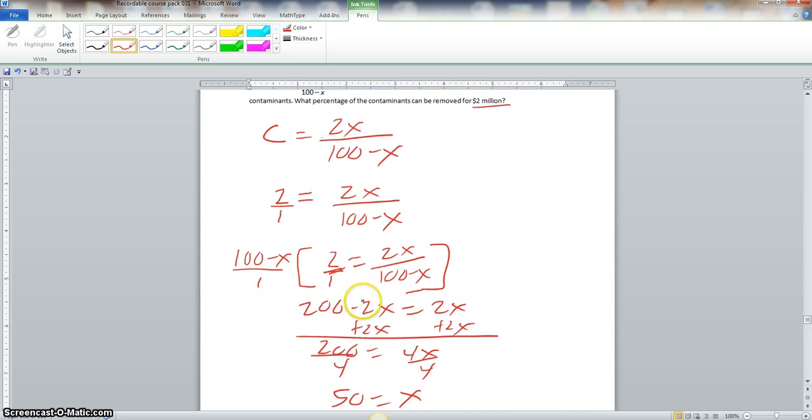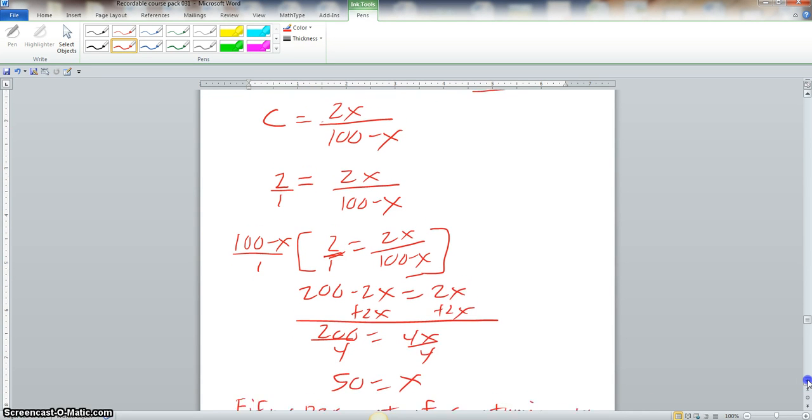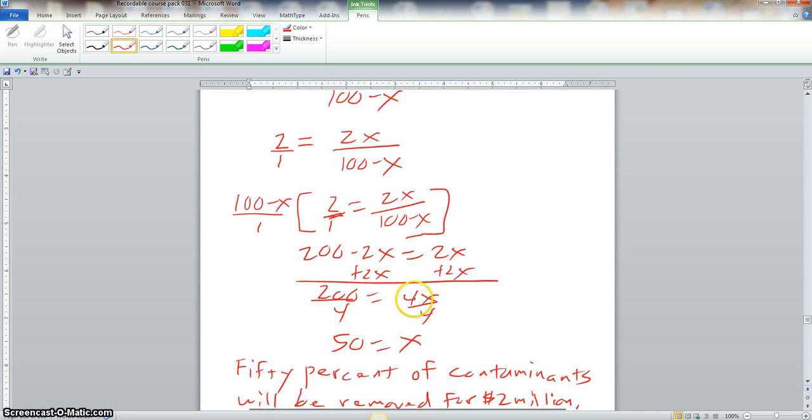Now we have to put all the x's on one side. So we're going to add 2x on both sides. This will leave 200 on the left side and 4x on the right side. Now we need to get x by itself, so we'll divide each side by 4. 200 divided by 4 is 50, and 4x divided by 4 is x.